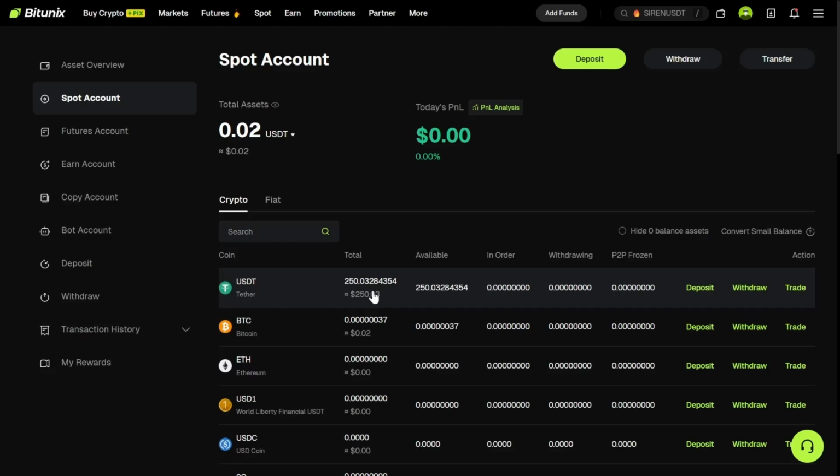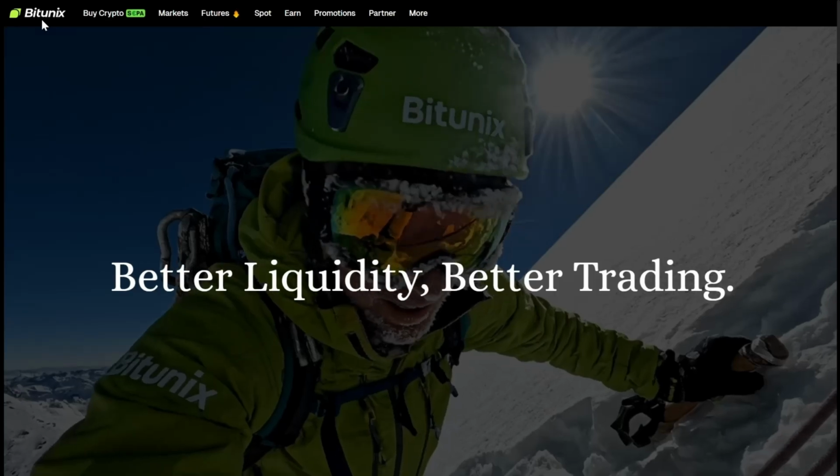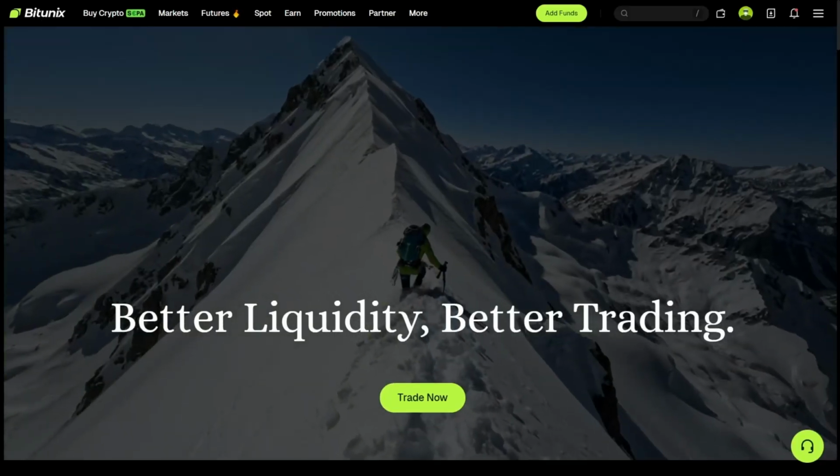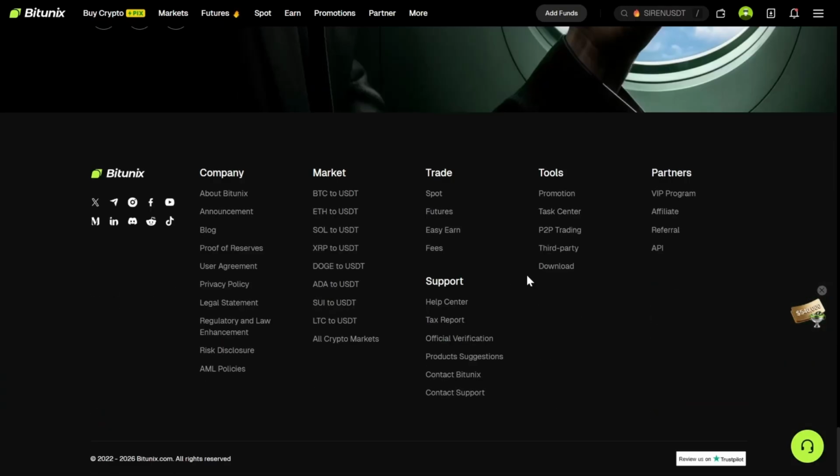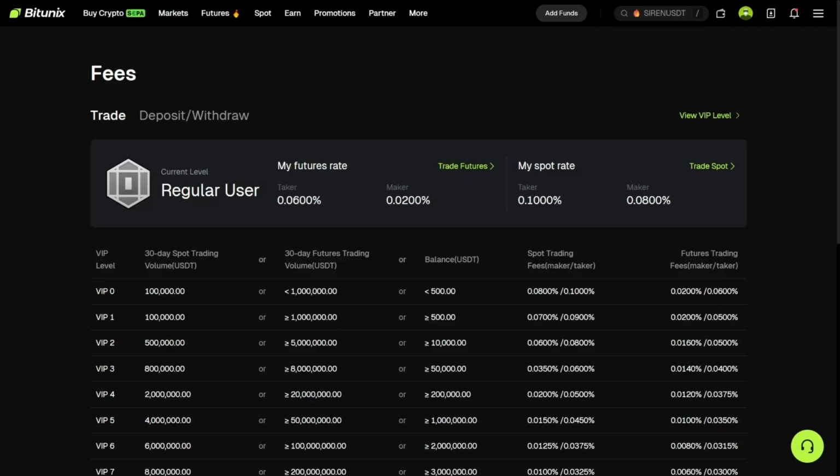The next thing we want to do before we trade is get familiar with all the fees that we will be dealing with on the Bitunix exchange. So let's just scroll down to the bottom from the main page, and we can see here fees. We can see on the far right side the futures trading fees. So the base fees for makers are 0.02%, and for takers 0.06%.